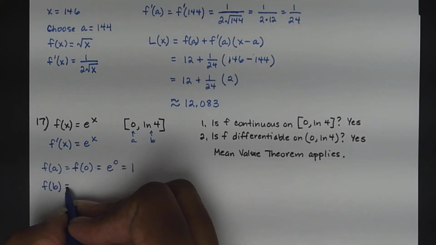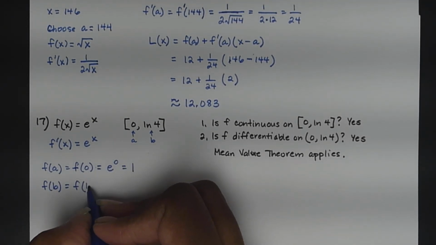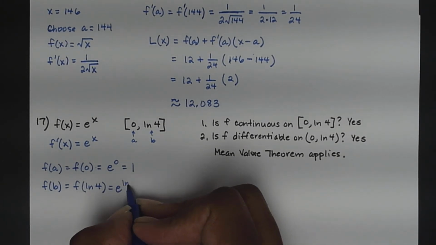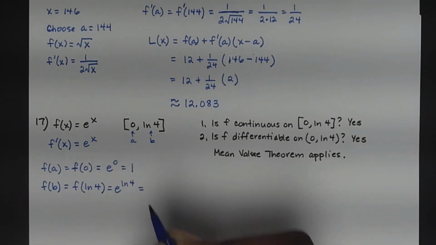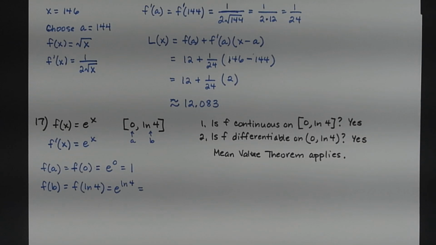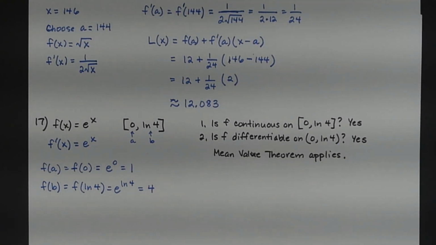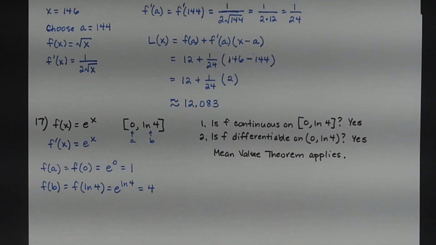Now for f of b, b is the natural logarithm of 4, so it'll be f of ln of 4, which will be e to the ln of 4. Well, e and ln are inverses of each other. That means that's going to leave me with 4. So the property here is e to the ln of whatever is whatever. So e to the ln of 4 is 4.